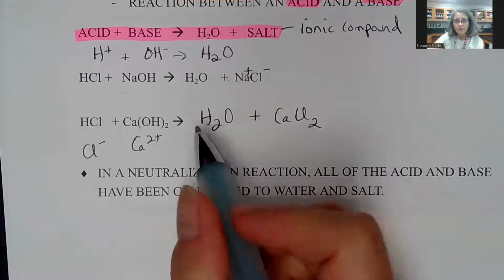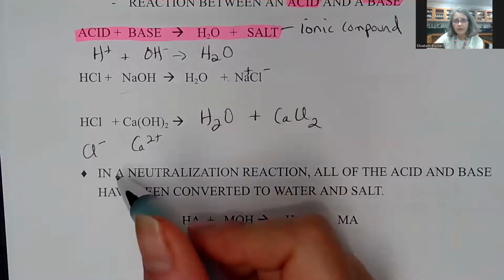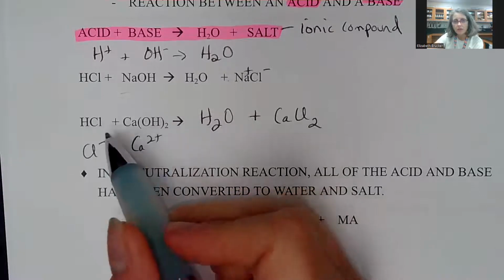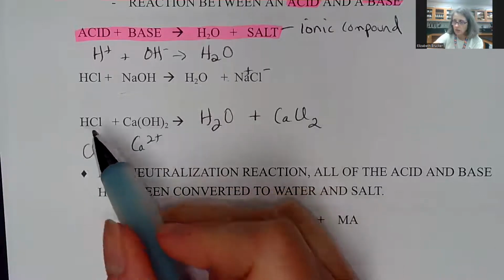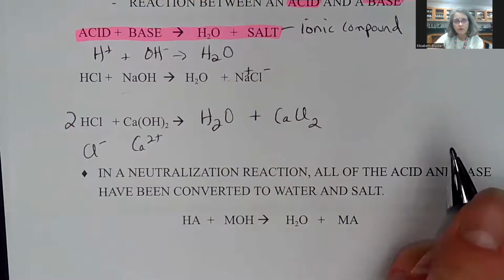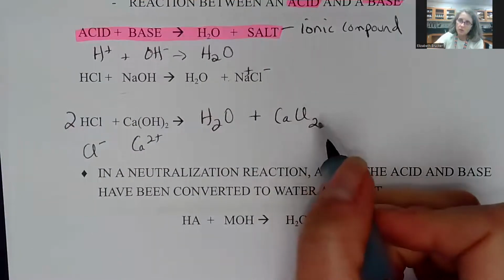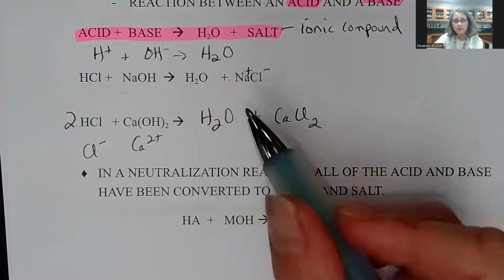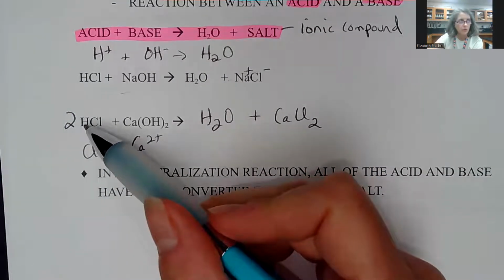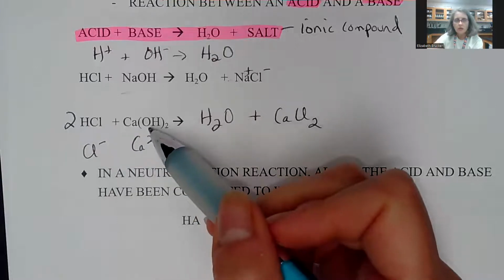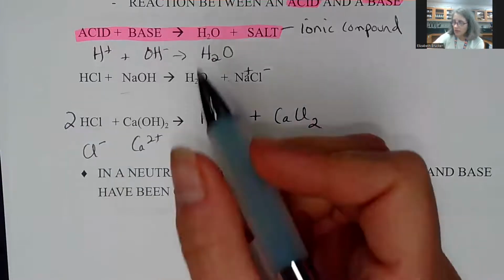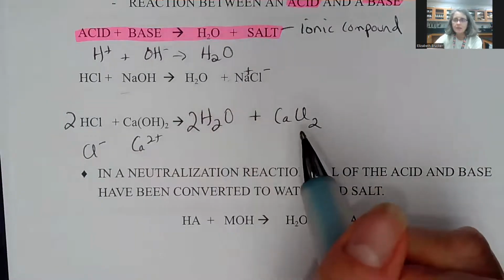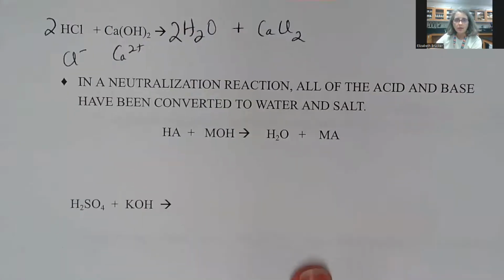One way you can balance is just by normally looking at things. But another way you can look at it is I have two OHs from my base, so that means I need two H's. So I'm going to need a 2 in front of that HCl. I already know that because I have two Cl's over here, but it is a way for you to visualize it in terms of the neutralization. For every H, I need an OH. So if I have two H's and two OHs, I will make two waters as well. Again, however you balance it, it doesn't matter, but that is one way you can look at it.